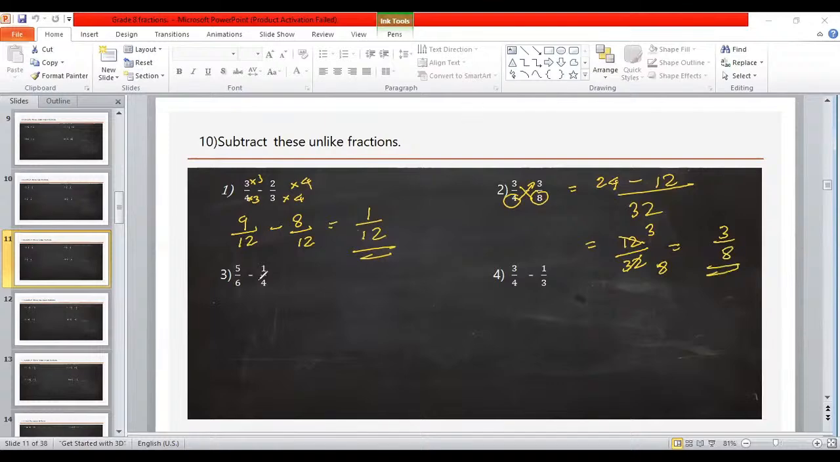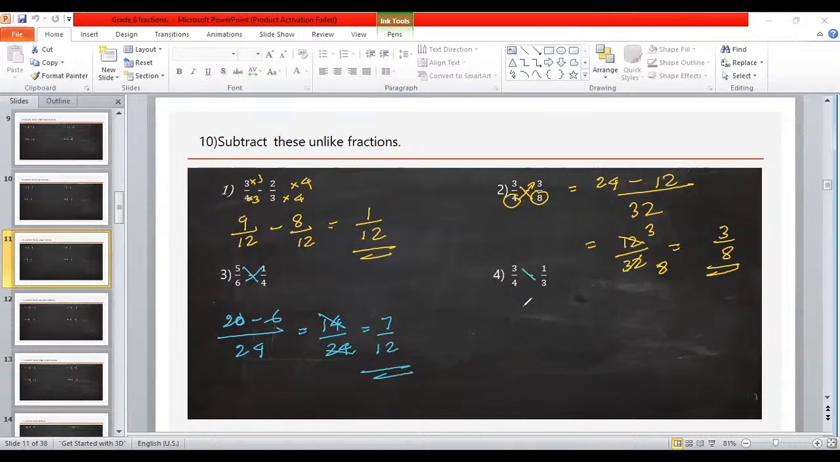Next question. 4 times 5, 20. 6 times 1, 6. Divide by 6 times 4, 24. 20 minus 6, how much here? 14 over 24. Cancel over the line by 2. How many 2s? 7. How many 2s are here? 12. Next question.